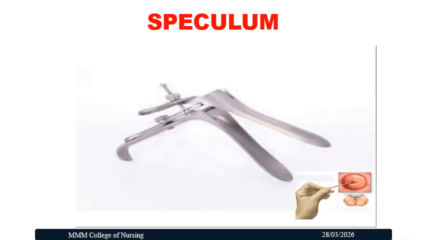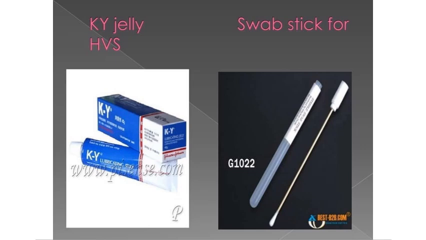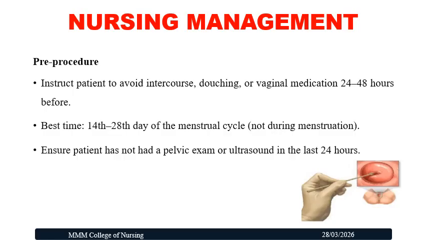This is the image of a speculum. These are the different types of sampling devices: brush, cytobrush, plastic spatula, wooden spatula. And this is KY jelly, which can be used for lubricating. Then this is a swab stick for collecting the specimen. This is also a spatula.